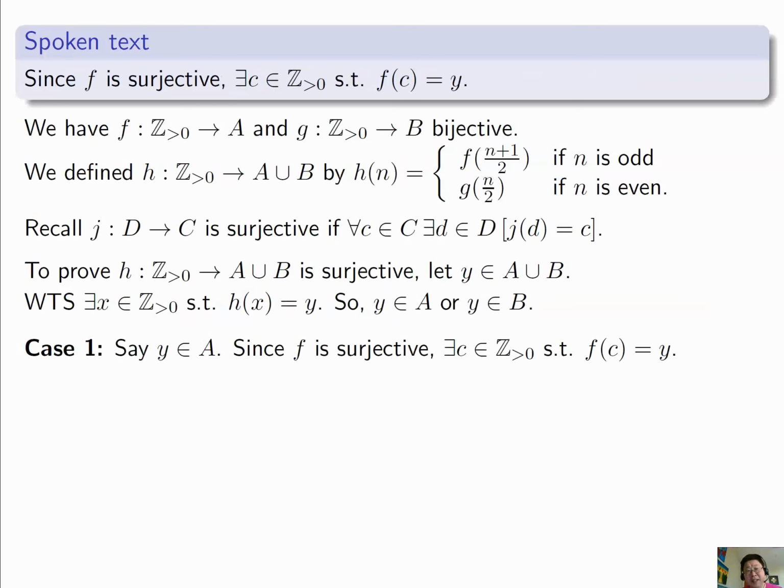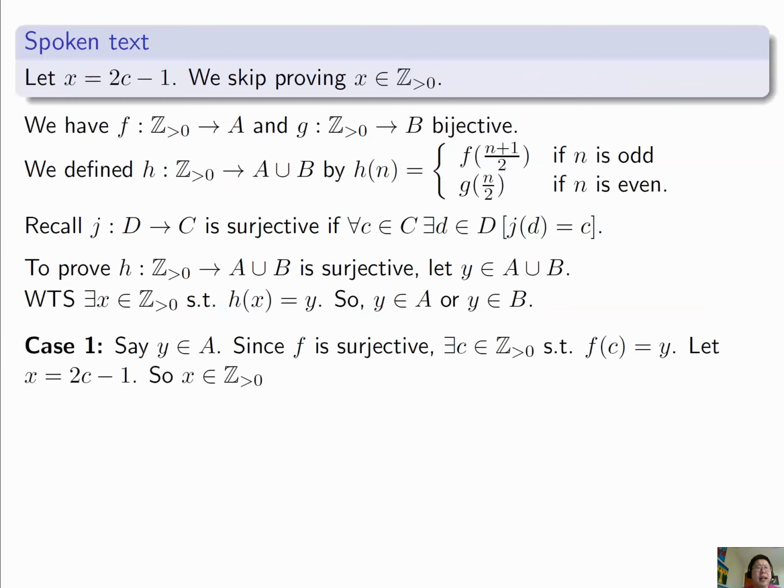exists c in positive integers such that f of c equals y. Let x equal 2c minus 1. We skip proving x is a positive integer. We also skip proving that x is odd.